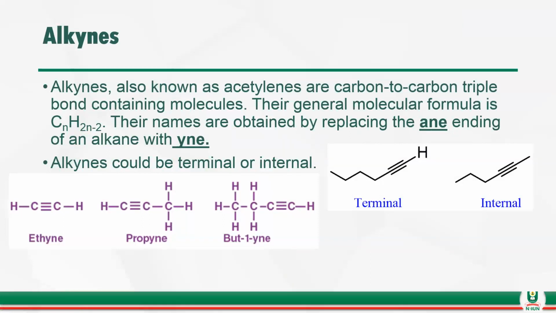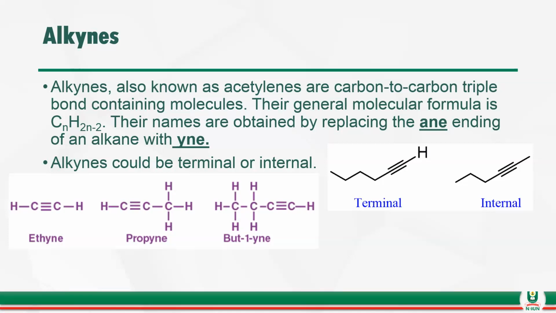Alkynes are also known as acetylenes. Okay, and they are called acetylenes because of being derivative of acetylene. Specifically, acetylene is the same thing as ethyne, which is the 2-carbon alkyne. And so when you call alkynes acetylenes, you are looking at them as derivatives of ethyne. Okay, so they are compounds with a carbon-to-carbon triple bond.